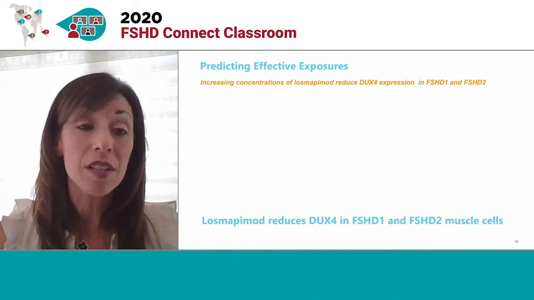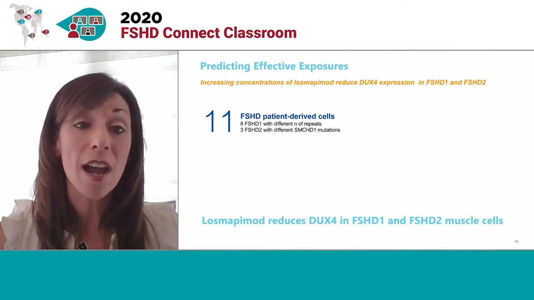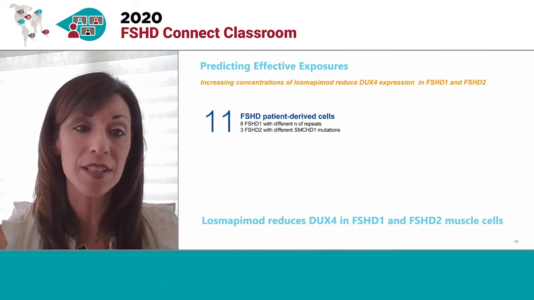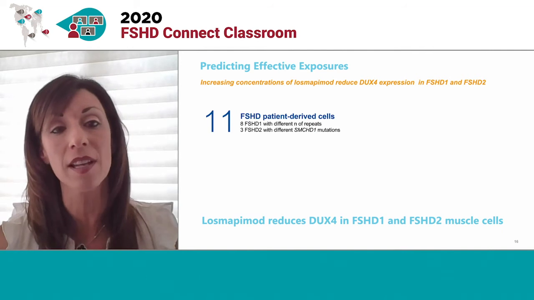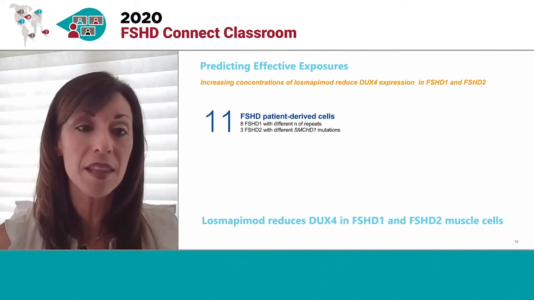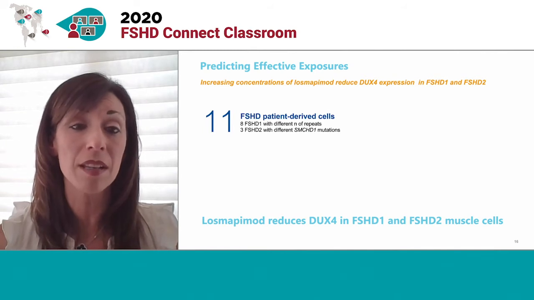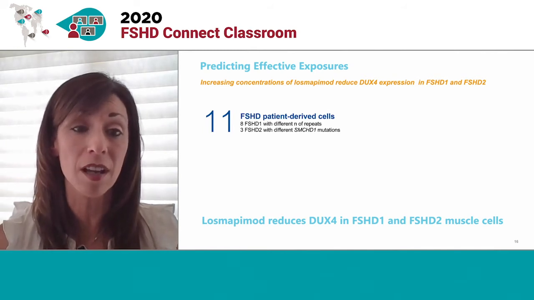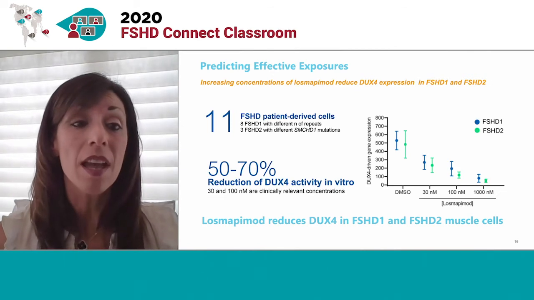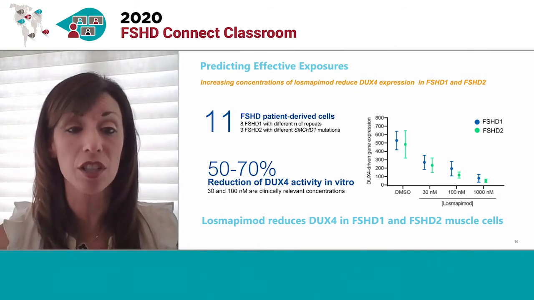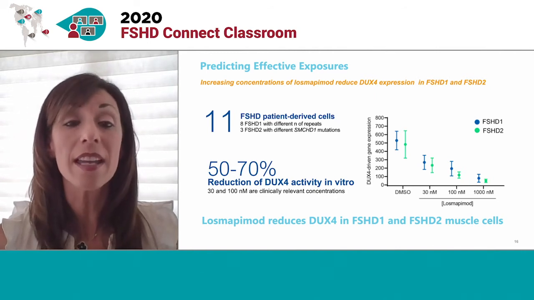These cellular models can also help predict effective exposures. And in our clinical trial in a dish, we evaluated 11 different FSHD patient-derived cell lines from patients such as yourselves. These cell lines had different numbers of repeats in them, as well as different mutations, the SMCHD1 mutation was also included. And what we saw was a 50 to 70% reduction of DUX4 activity in vitro.